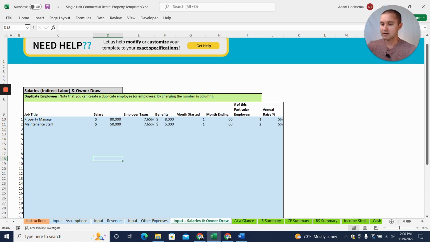All right, now we can add any salaried positions that are tied to this particular building. So maybe we do have a property manager and maybe 1 or 2 maintenance staff. We've entered in 2 here, but it probably doesn't make sense for the size of building we have. So let's say we're going to go back down to 1, and maybe this should be a part-time maintenance staff at $25,000.